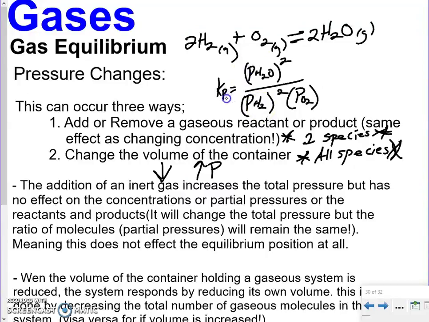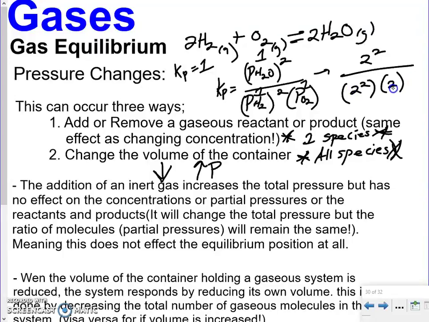So let's say all of these are 1 for whatever that is. Okay, so 1 squared divided by 1 squared times 1. So let's just say Kp is 1 for this reaction. I'm just making up numbers to kind of help see what's going on. If we increase the pressure enough that it becomes 2, so now I have 2 squared over 2 squared times 2. Again, just making up numbers. It's going to double the pressure for all species, so I'm just doubling my original pressures for all species.